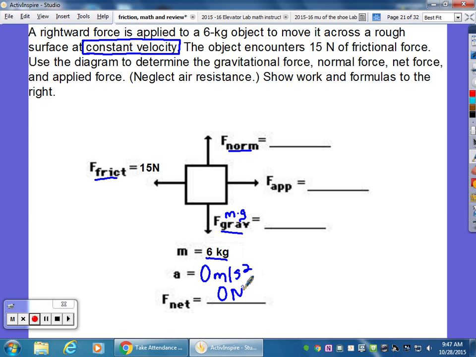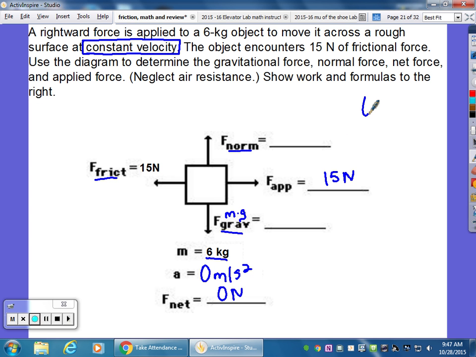And if that's true in terms of the free body diagram, that means that each of these sides, this friction, must be canceled out by this applied force, so therefore we know the applied force is also going to be 15 newtons. Now the gravitational force is going to be mass times gravity.